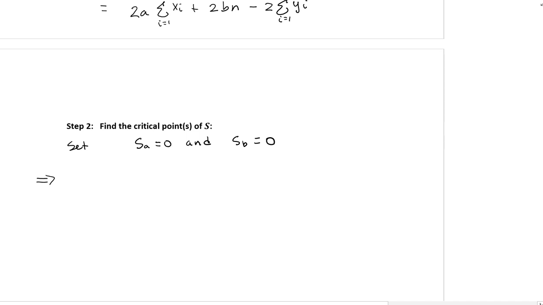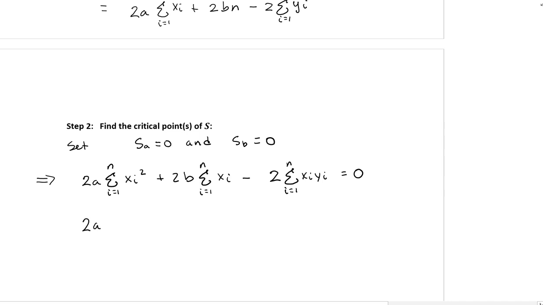Grabbing the stuff from the other page, we have 2a sum from 1 to n of x sub i squared plus 2b sum from 1 to n of x sub i minus 2 sum from 1 to n of the product x i y i. And we're going to set that equal to 0. And we're also going to set our partial of b equal to 0.